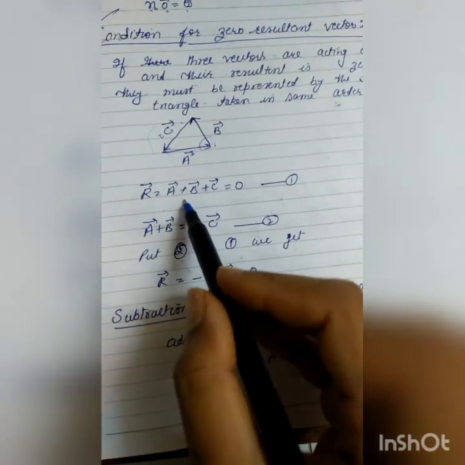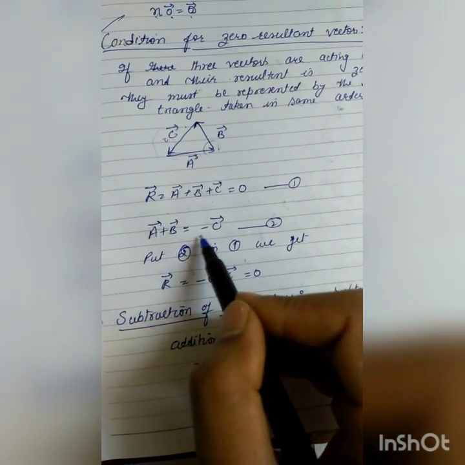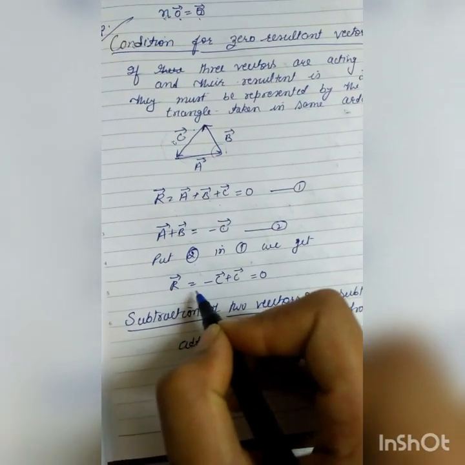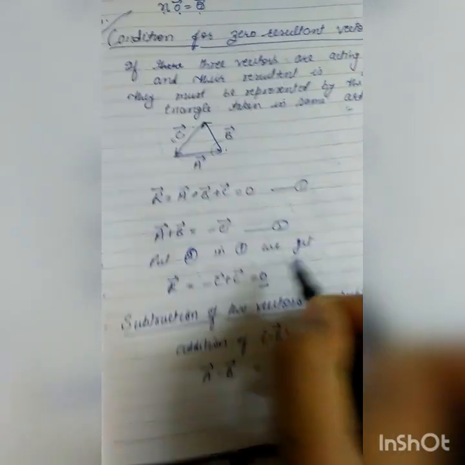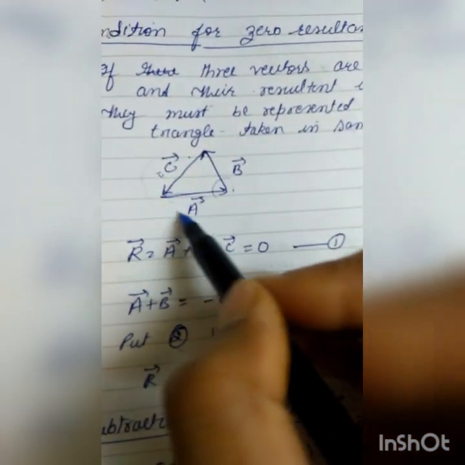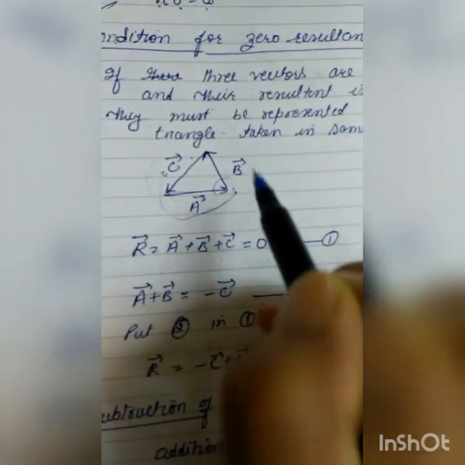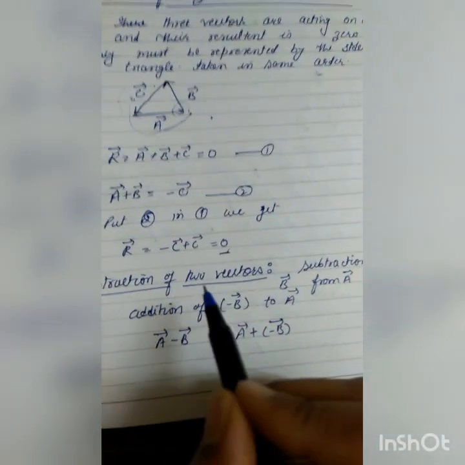Here the resultant is A plus B plus C, and A plus B is equal to minus C. Put this value in the above, we get R equals minus C plus C is equal to 0. The resultant will be 0. If you represent three vectors in the form of a triangle taken in order, then their resultant will be 0. So remember it.